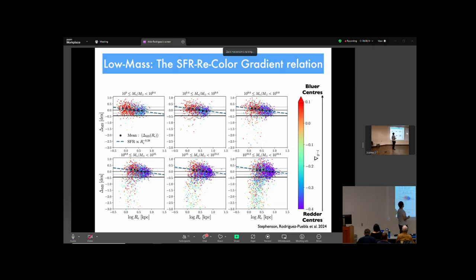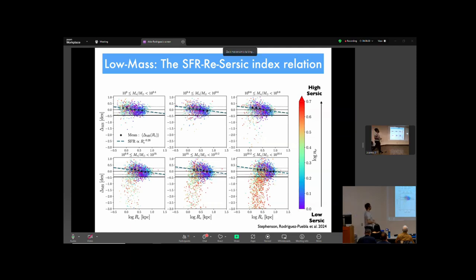So what is interesting here is that for a fixed size, you're seeing that there is a population of compact galaxies that are quiescent, of course, but these are consistent with the properties of the star-forming galaxies that have bluer centers. So if we move to this next slide, we are now color coding by the Sérsic index. And you are seeing here that the same galaxies that are quiescent have the same morphological properties as the galaxies that are in the star-forming sequence. The difference is that they have bluer centers.